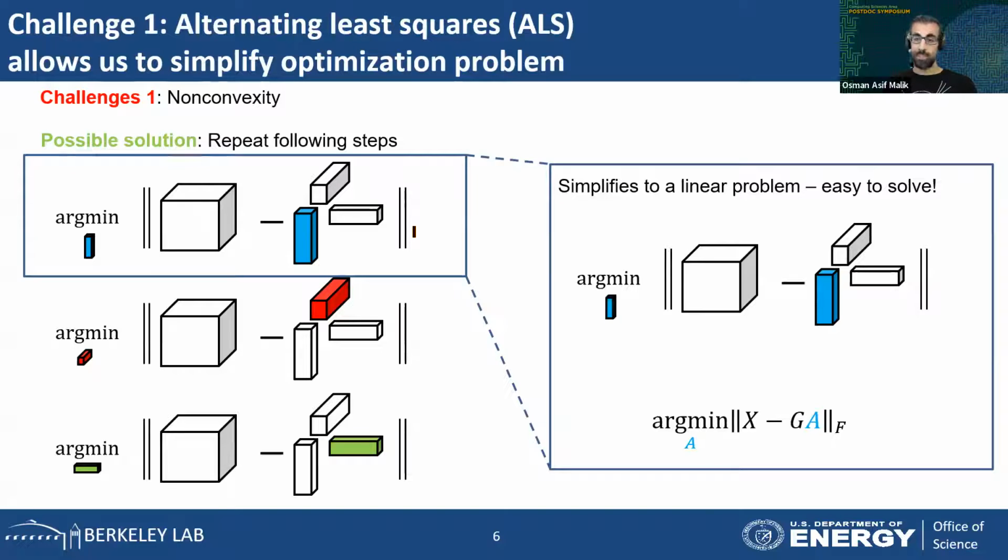And the reason that this is a nice approach to take is that each of these problems actually simplifies into something simple, which is a linear least squares problem. So this up here simplifies into this, where X, G, and A are now just matrices.